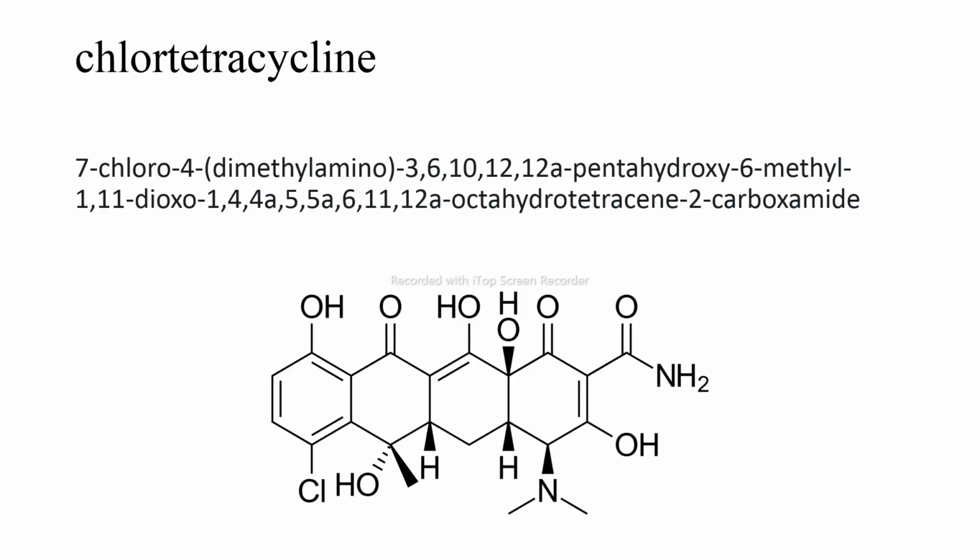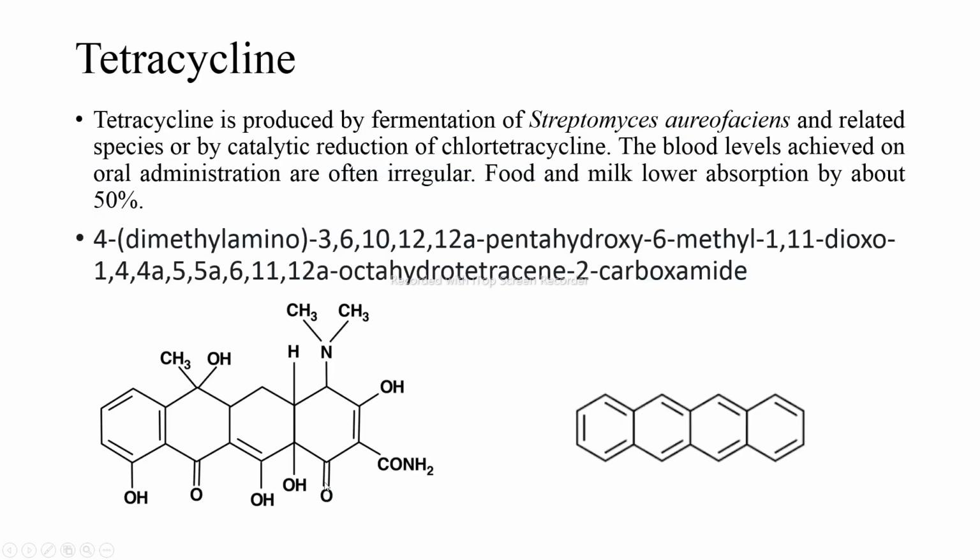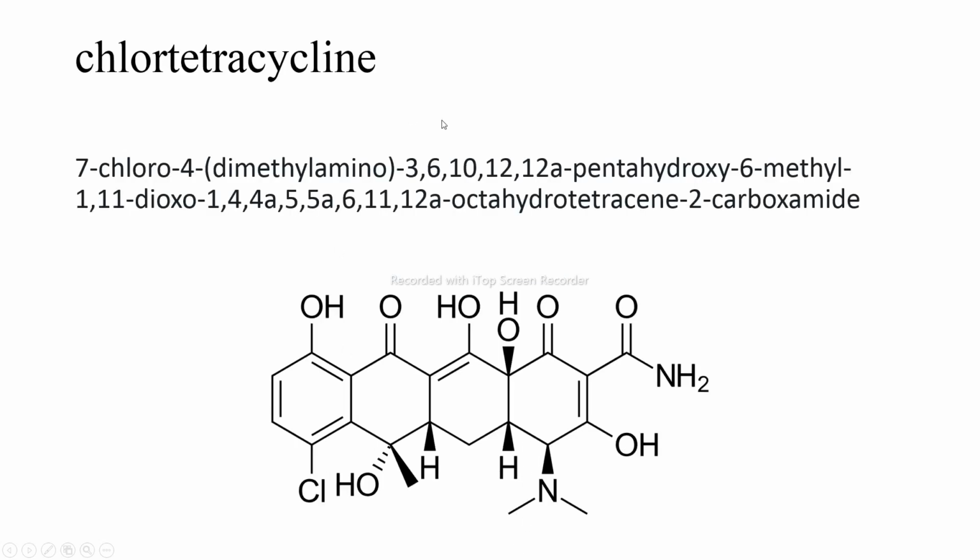Now the next one is the chlortetracycline. Again the numbering starts from this oxygen only. In the previous structure the carbonyl oxygen was at the bottom, but now the structure is reversed. So this is the chlortetracycline. The numbering starts from this carbonyl carbon: 1, 2, 3, 4, 5, 6, 7, 8, 9, 10, 11 and 12.